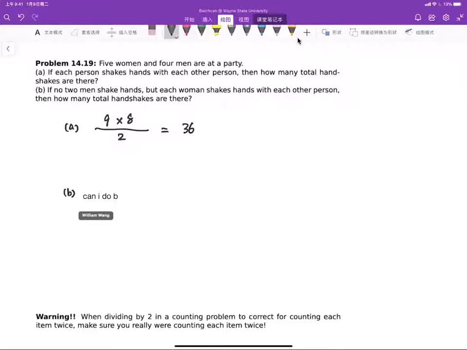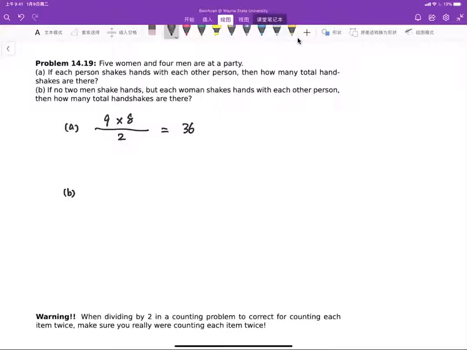Then let's see part B. There is a restriction to the handshaking. If no 2 men shake hands, but each woman shakes hands with each other person, then how many total handshakes are there?